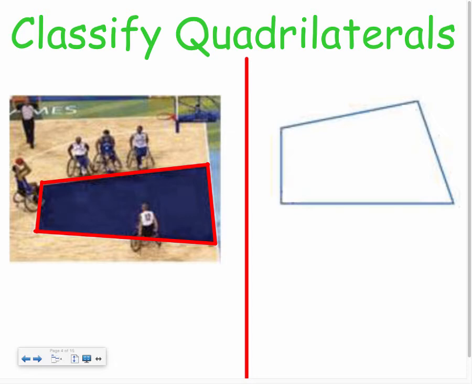So if we are looking at the one on the left, first thing you should always check is for the parallel sides. This one has a parallel side on the left and the right, but not on the top and the bottom. If you extended those two sides, they are getting closer and will eventually touch. With one set of parallel sides, this is a trapezoid.